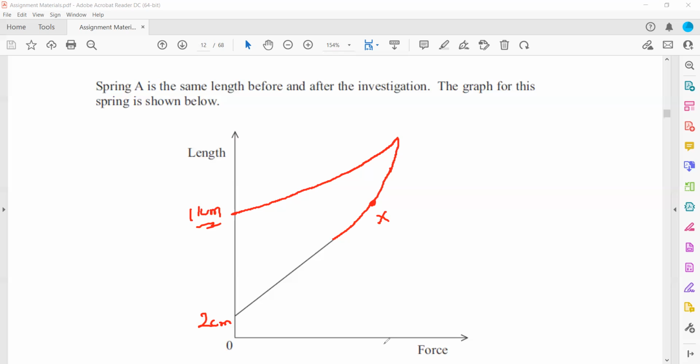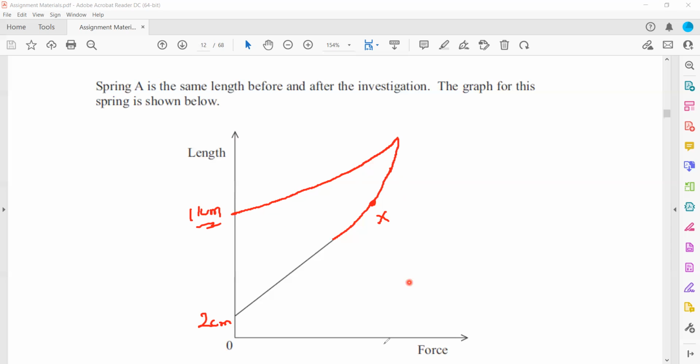So a mark is there for drawing. Then the description: what is the reason why C undergoes a deformation but A does not? The reason is that more mass is added for spring C, and spring A is not extended past the elastic limit. C is extended beyond the elastic limit. Spring A will show an elastic behavior, and spring C will show a plastic behavior. C deforms permanently, whereas A does not deform permanently.